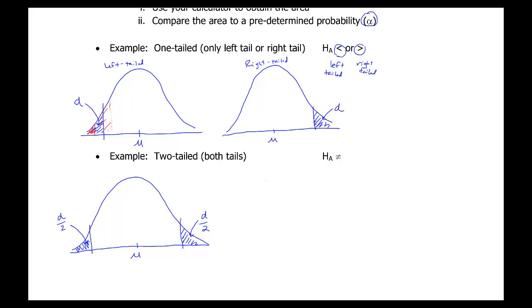So again, what you're going to be doing with this then is compare your calculated probability to the predetermined alpha probability to make decisions. And we'll learn some rules about making decisions.